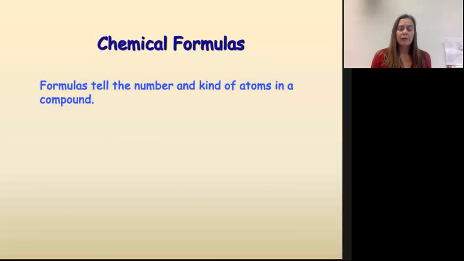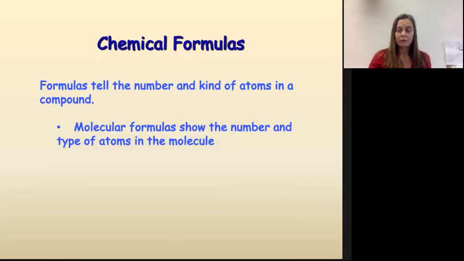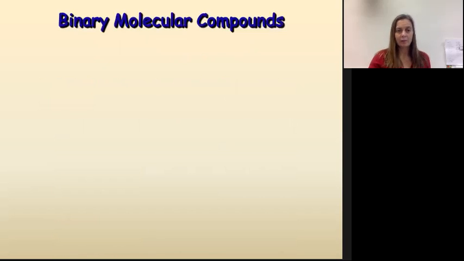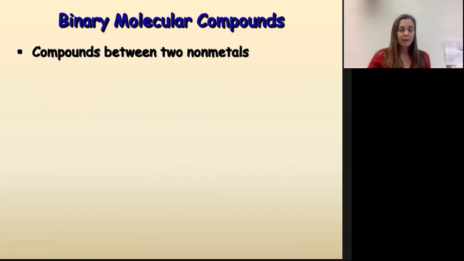So just a quick reminder that every chemical formula tells us the number and the kinds of atoms in a compound. And our molecular formulas, or those formulas of covalent compounds, show the number and the type of atoms in the molecule. So when we talk about binary molecular compounds, we're talking about compounds that are covalently bonded together. That means that these are compounds between two non-metals. So everything we've been working with up to now has been an ionic compound, which has meant that it's a metal and a non-metal, or a metal and a group of non-metals. But here we're talking about two non-metals, and this is how we know when to use this convention.